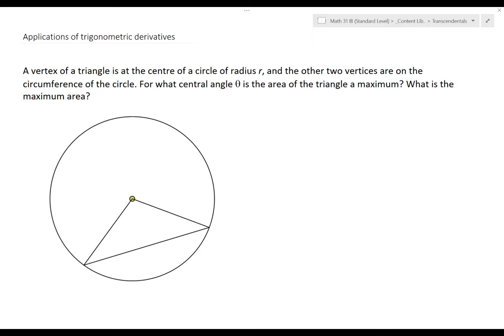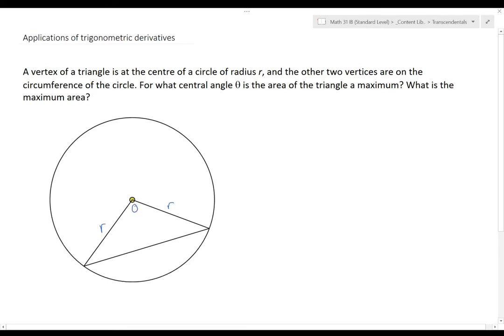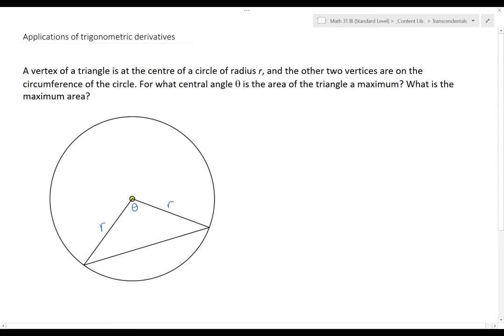So we have a vertex of a triangle, which is at the center of a circle with radius r. So those would be these two lengths. The other two vertices are on the circumference of the circle. For what central angle theta is the area of the triangle a maximum, and what is the maximum area? Obviously, that's going to have to be given in terms of r because we don't have any specific dimensions here.